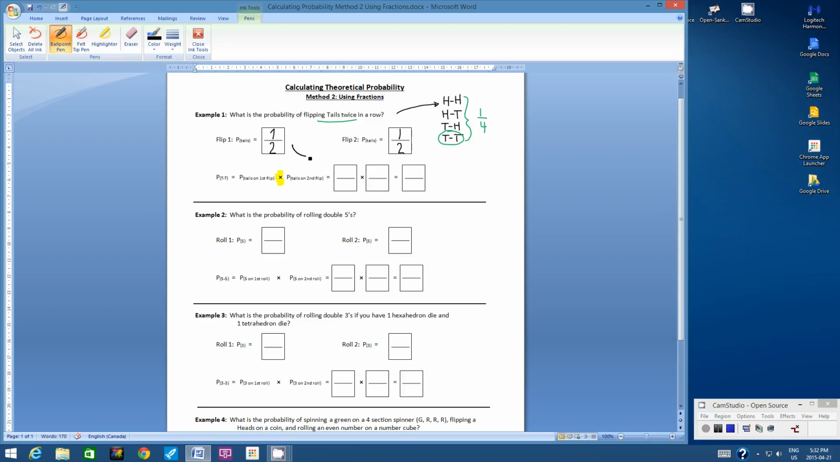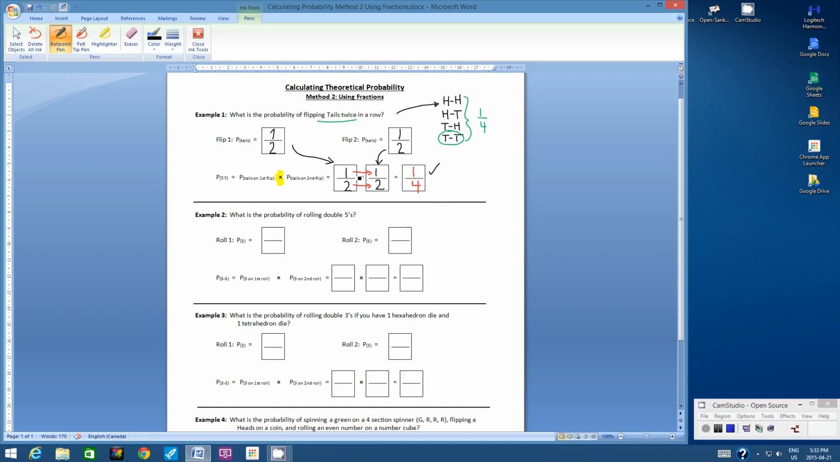So let's bring these fractions down. The probability of getting tails on the first flip was 1/2, and the probability of getting tails on the second flip is 1/2. Remember how to multiply fractions? We multiply the numerators: 1 times 1 is 1. And then we multiply the denominators: 2 times 2 is 4. Then we have to ask ourselves, is this in its lowest form? Yes, it is, because the numerator is 1. Okay, so that's the first example.